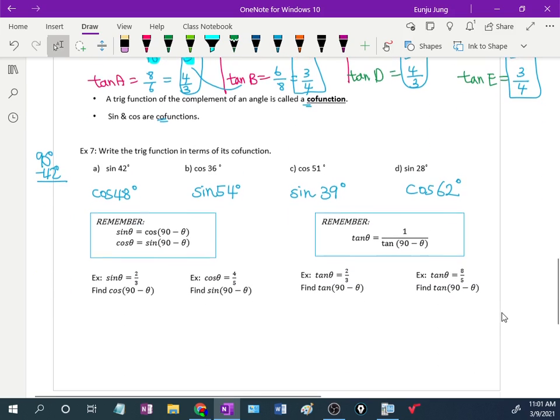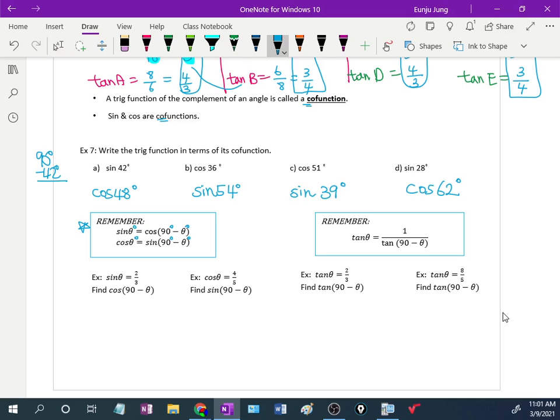So this can be written as a formula. All right, this is the formula. Can you understand the notation? Sine theta degrees is equal to cosine, parentheses, 90 degrees subtract theta degrees. So we are talking about complementary angles. Does it make sense? Okay. You don't need to memorize this as a formula, but you need to understand this idea, okay?